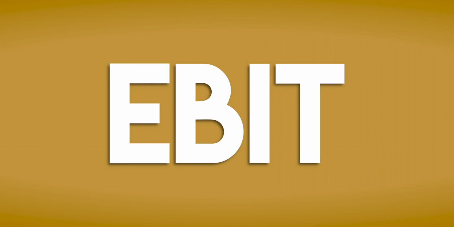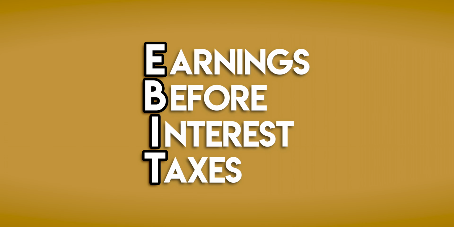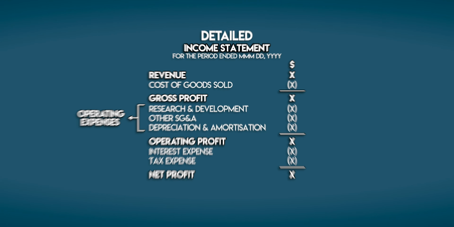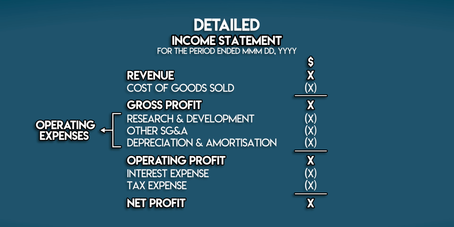So how can we calculate EBIT? EBIT stands for earnings before interest and taxes. And when we say earnings, we mean profit. You can find a business's net profit on the bottom line of the income statement. So this is going to be our starting point for the calculation. Before means that we're going to add back. And what are we going to add back?